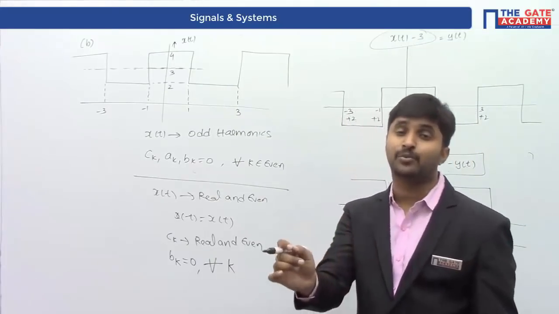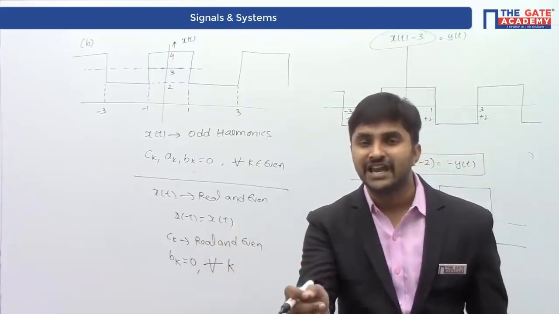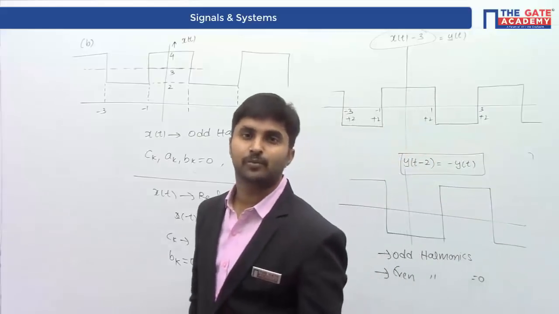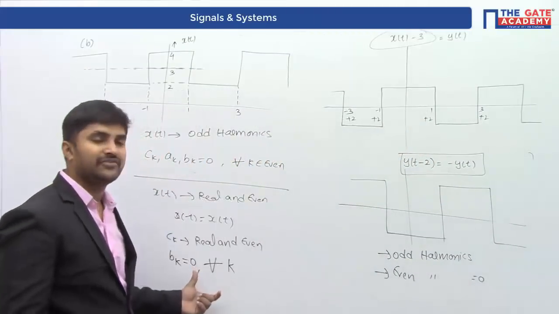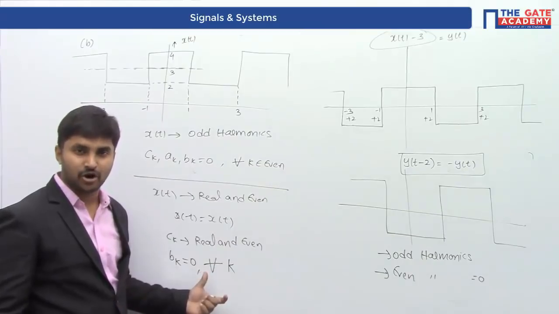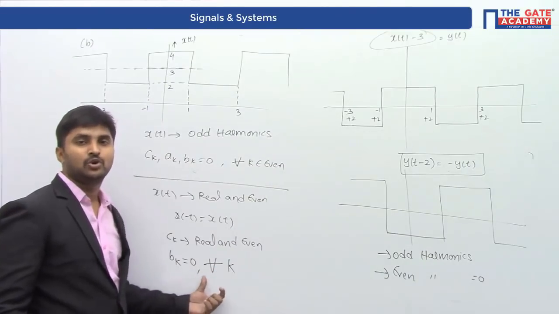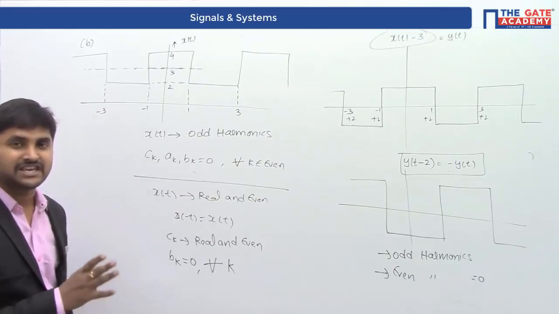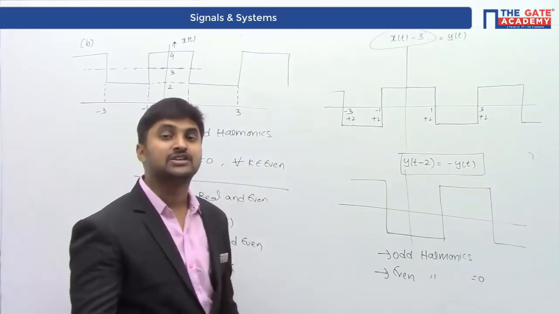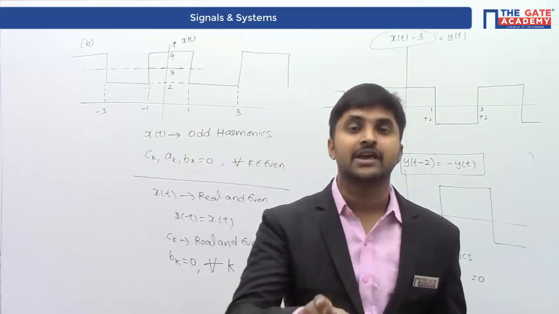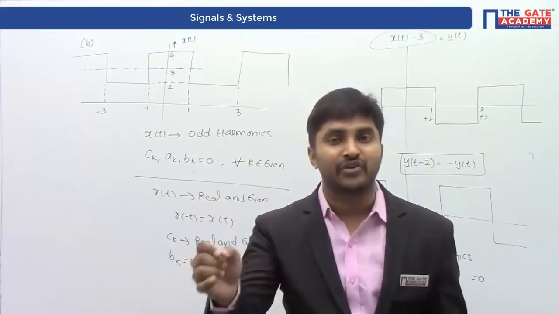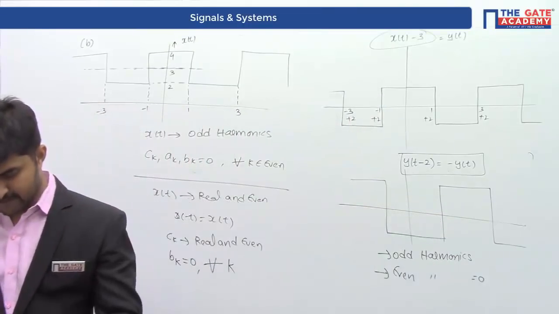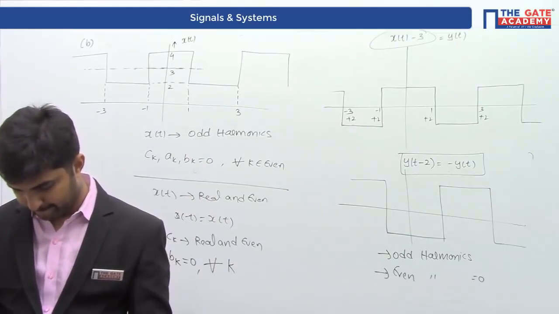And the coefficient of sine components is going to be 0 because sine itself represents the odd component of the signal. So if the signal does not have any odd component, it means that the value of BK should be equal to 0. So this is about the nature of the values of CK, AK and BK. AK is not going to be equal to 0. CK is going to be real and even. BK will be equal to 0. So this is about the second part of the question.